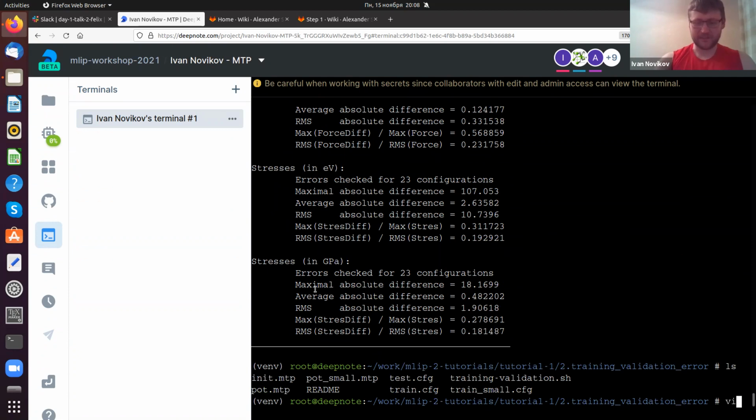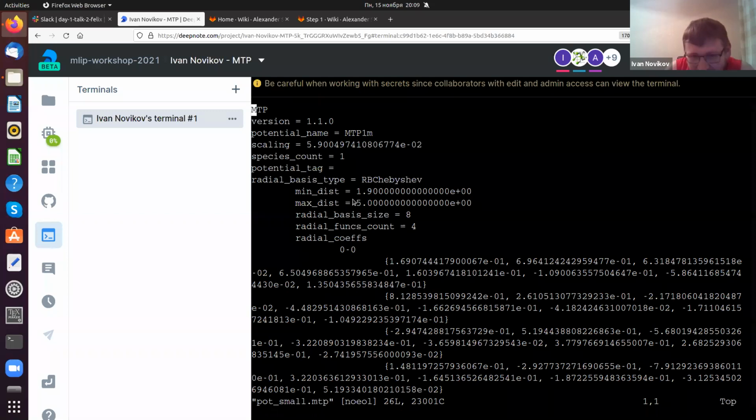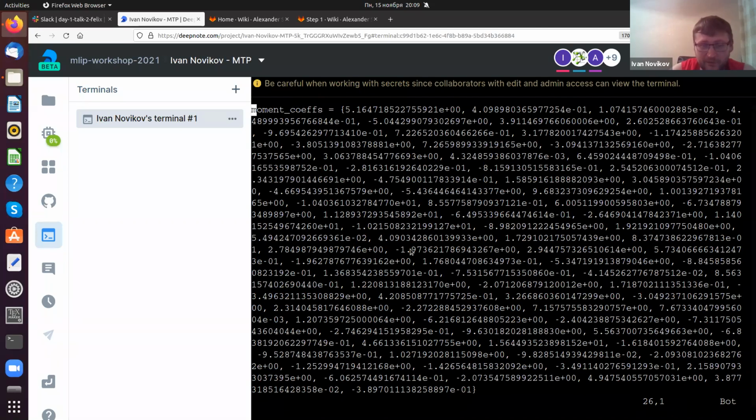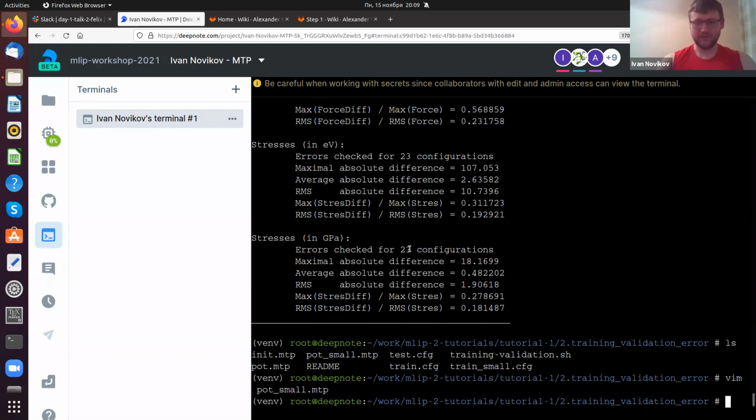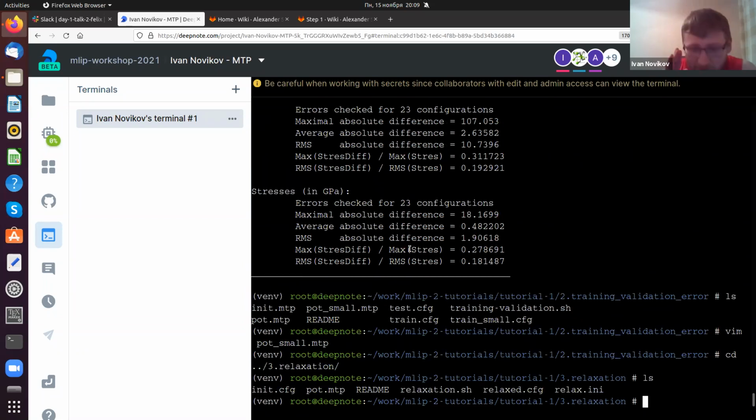Pot_small is our potential. Let's see what is written there. Here we have radial coefficients written. In addition to the previous lines, we have radial coefficients written here, and linear coefficients, or moment coefficients, here. And of course, a constant. If we fit to a DFT data set, we need to use a constant parameter in MTP, of course, in any potential also. So we trained MTP. Let's go to the third folder, relaxation.